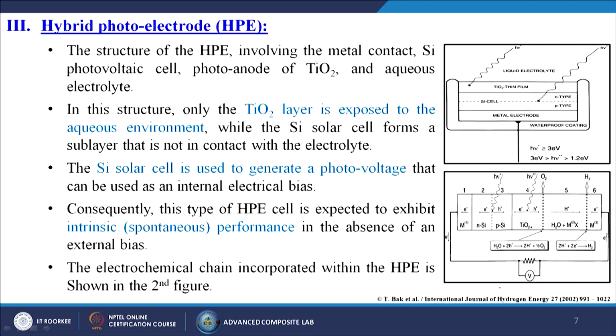Next is called the hybrid photoelectrode, HPE. The structure of the HPE involves the metal contact, a silicon photovoltaic cell, a photoanode of titanium dioxide and aqueous electrolyte. In this particular case you can see the number one electrode over here, which is acting as a metal material, so it is known as the metal electrode. Outside is the waterproof coating basically we are using. Now, we are using silicon of two types. One is the N type silicon, another one is the P type silicon, and on top of that we are using a titanium dioxide thin film, and the whole thing is immersed into the liquid electrolyte itself.